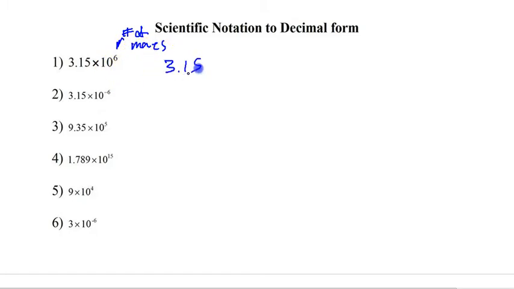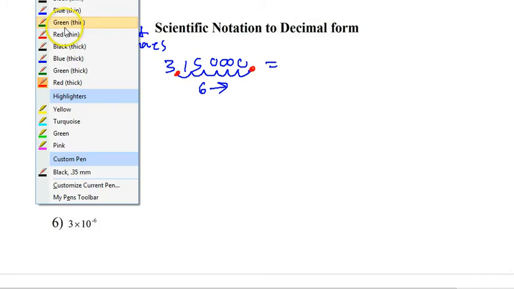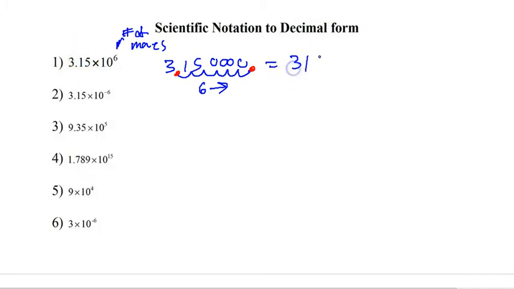So 3.15, we move it 1, 2, 3, 4, 5, 6. That's 6 moves that direction. We fill them all with zeros. And our decimal is now here. We moved it from here to there, and that's where we have to leave it. So our answer is 315, 1, 2, 3, 4.